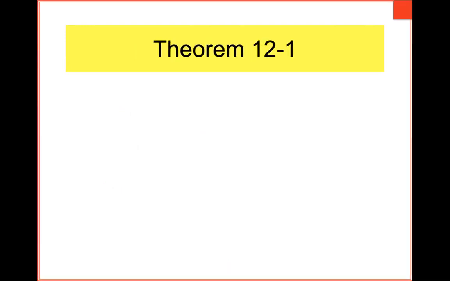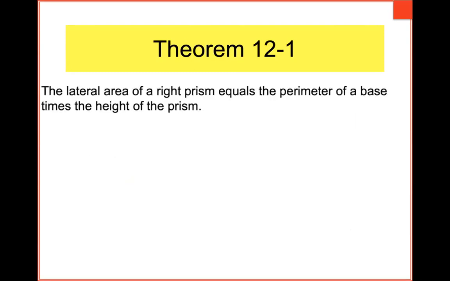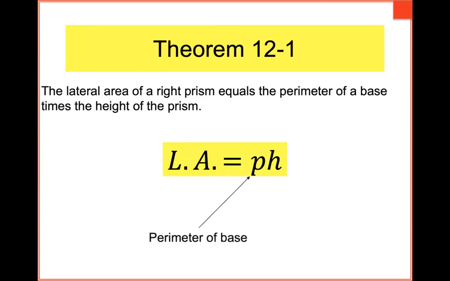So this is theorem 12.1, and it's the actual formula we're going to use for surface area. So the lateral area of a right prism equals the perimeter of a base times the height of the prism. In other words, pH. That one's pretty straightforward. P stands for perimeter, H stands for the altitude of the prism itself. And as long as you can wrap your head around altitude and height, you'll be okay. Now remember, that's just the lateral area.